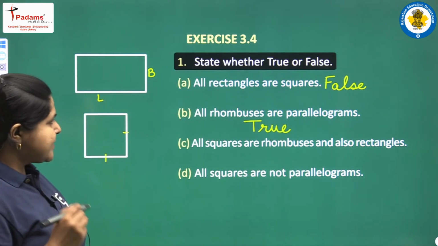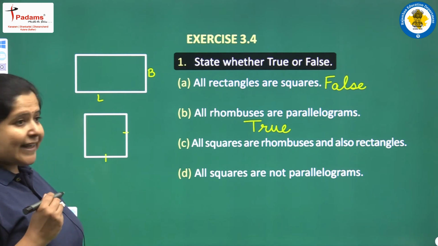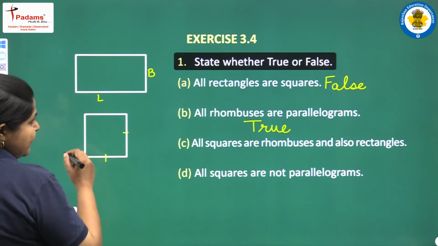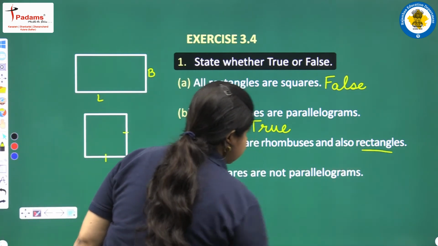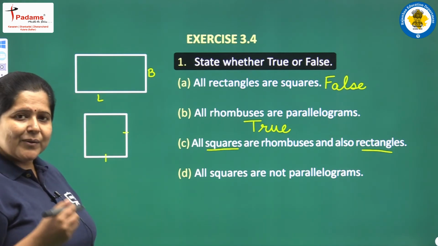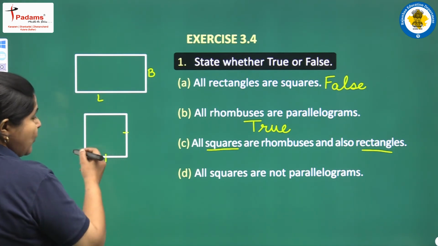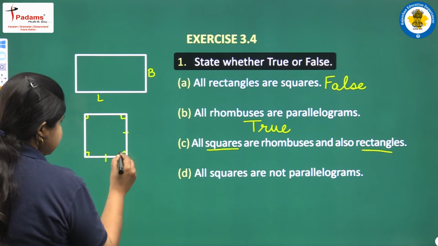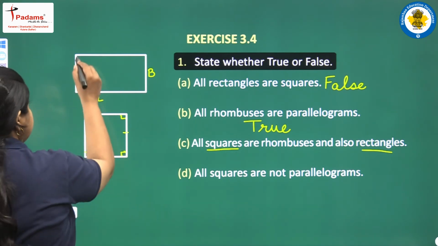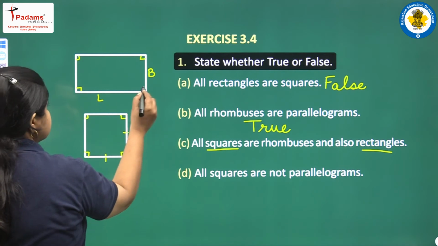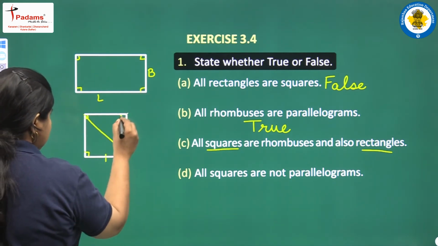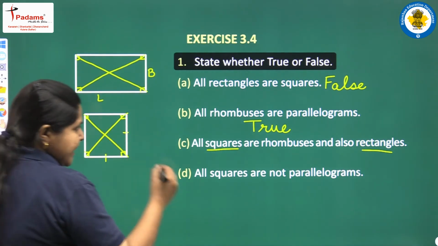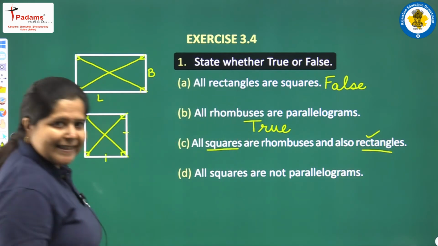Then all squares are rhombuses and also rectangles. We just now discussed a square. Let me take this as a square. Now, first we analyze a square and a rectangle. Is this square a rectangle also? Yes, it is, because its opposite sides are equal. Each angle is measuring 90 degree. You can clearly see these are angles of 90 degree as they are in a rectangle, and its diagonals are equal as they are in a rectangle. So, yes, all squares are also rectangles.